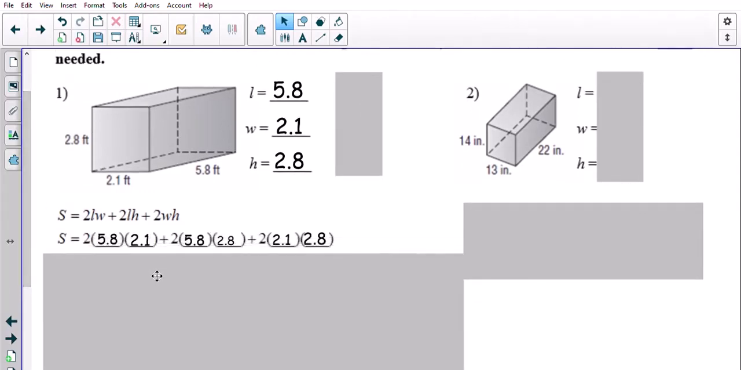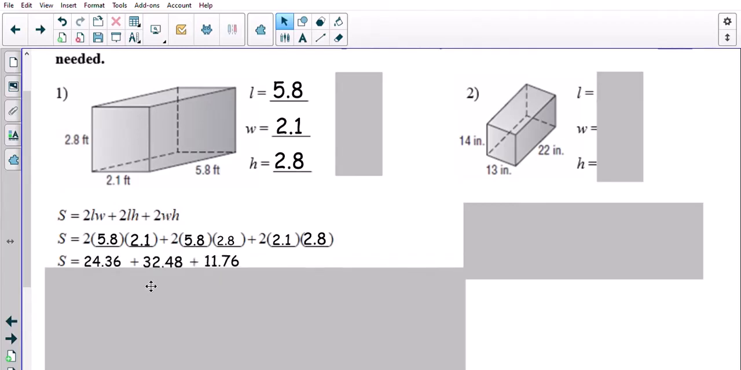So start with 2LW, which is 2 times 5.8 times 2.1. I definitely decided to use parentheses for multiplication here, so I didn't confuse my decimal point with multiplication. 2LH is 2 times 5.8 times 2.8, and 2WH is 2 times 2.1 times 2.8. Let's go ahead and calculate those products. Our first product is 24.36. Our middle product is 32.48, and our last product is 11.76.